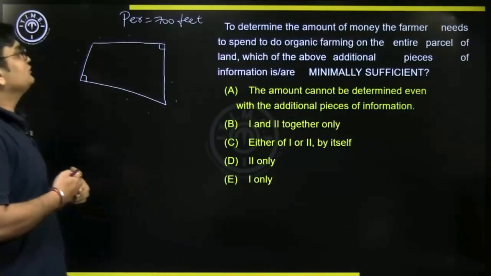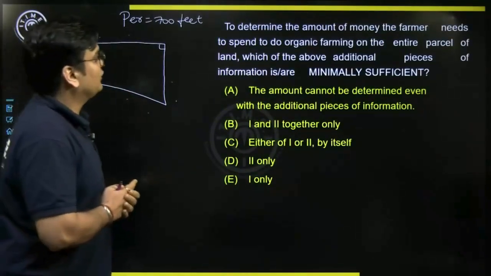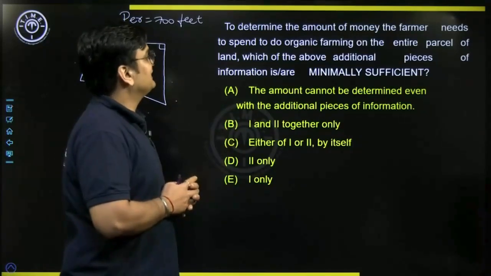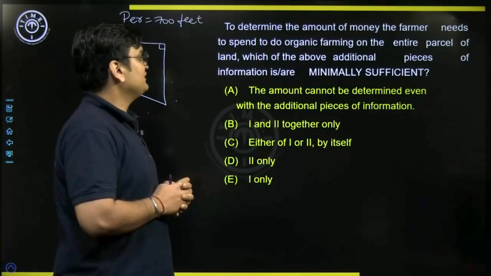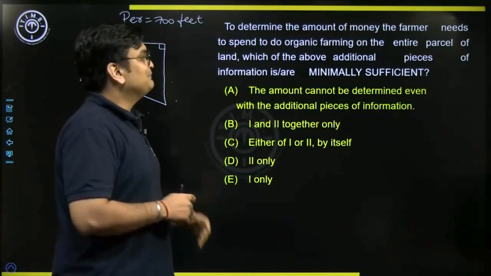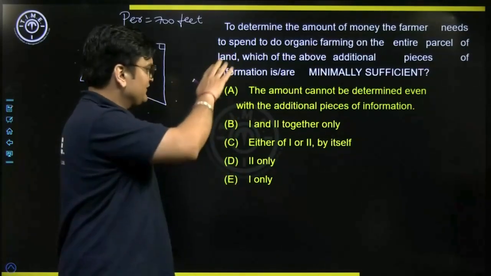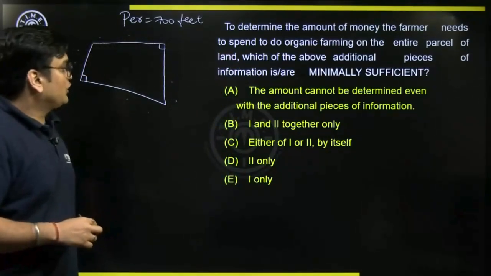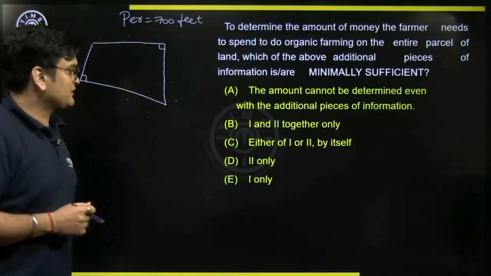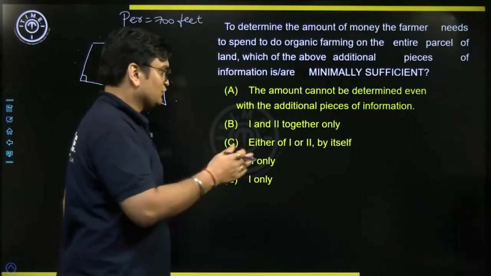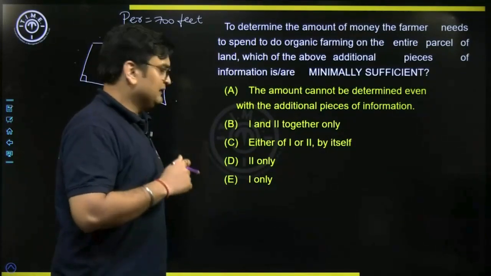To determine the amount of money the farmer needs to spend to do organic farming on the entire parcel of land, which of the above additional pieces of information is/are minimally sufficient? This is a data sufficiency question. Option A says the amount cannot be determined even with the additional pieces of information, then 1 and 2 together, either 1 or 2 by itself, 2 only and 1 only.